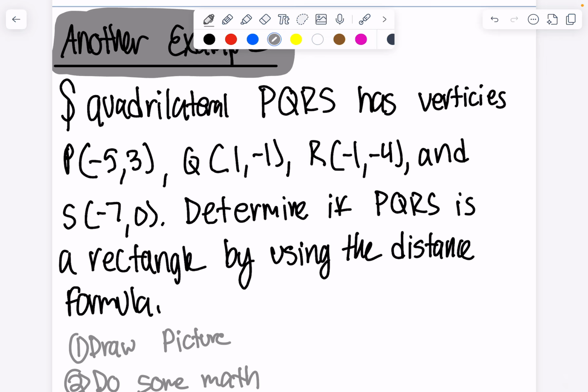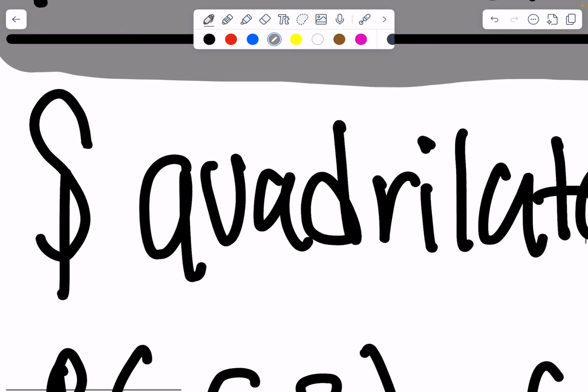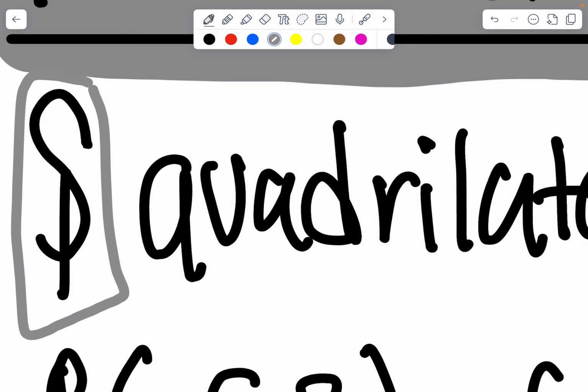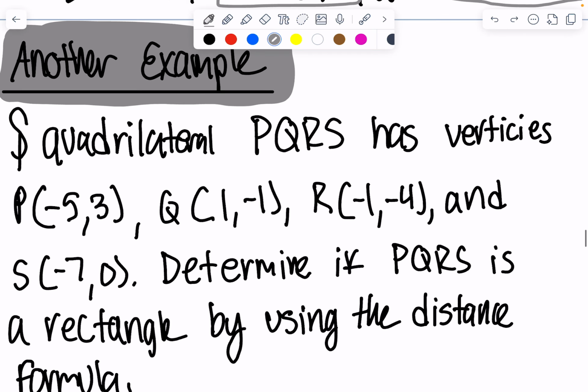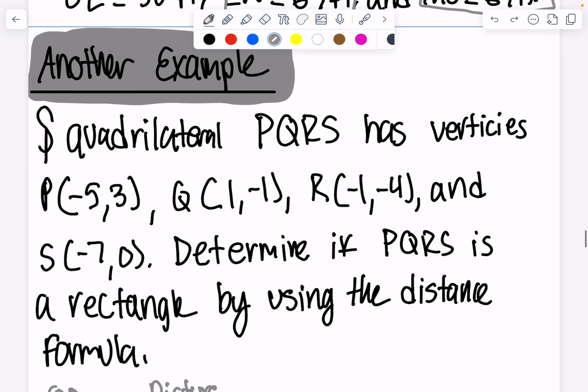We got to throw some algebra in there. You took Algebra 1 before this class, so let's use it a little bit. Suppose, and I'm going to start using this fun little suppose sign, it means suppose, it's quicker to write. Suppose we have a quadrilateral PQRS with vertices P is negative 5, 3. Q is 1, negative 1. R is negative 1, negative 4. And S is negative 7, 0. And again, our job, determine if this is a rectangle or not.